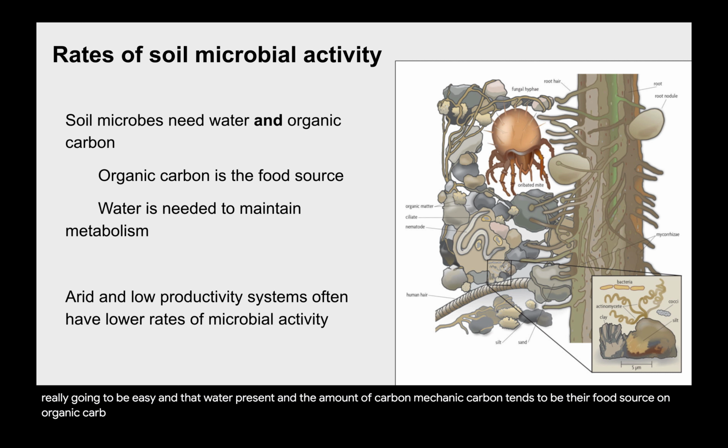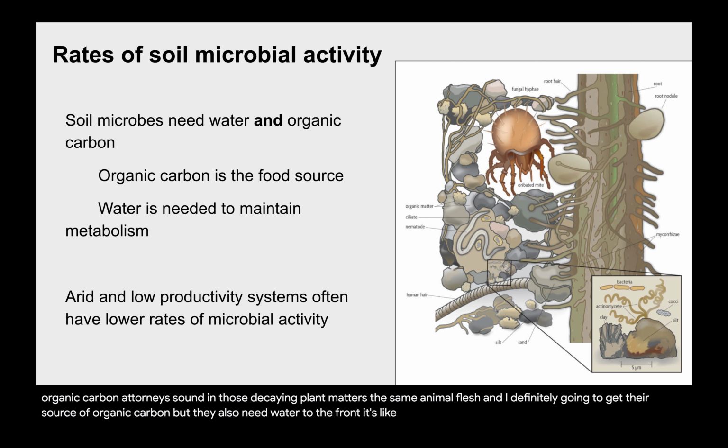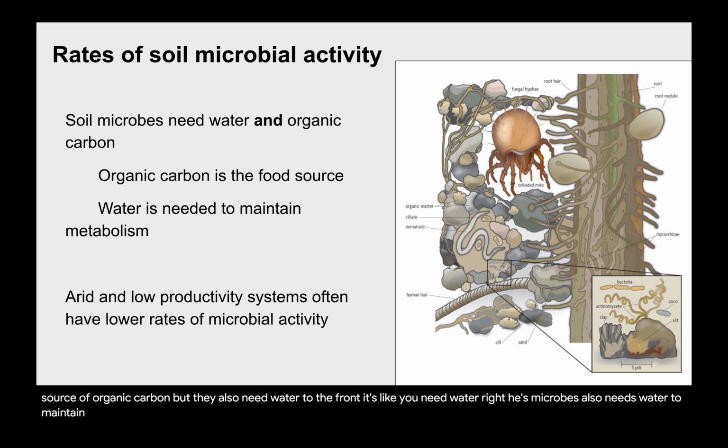Organic carbon is going to be found in the decaying plant matter and the decaying animal flesh. That's where they're going to get their source of organic carbon. But they also need water to thrive, just like we need water. These microbes also need water to maintain their metabolism.